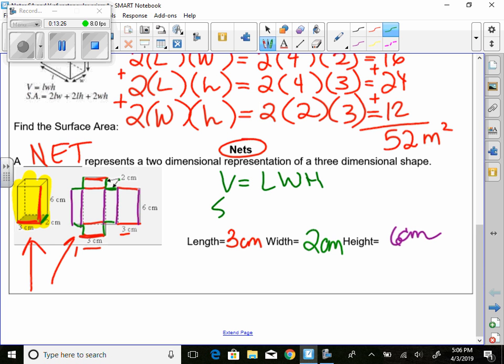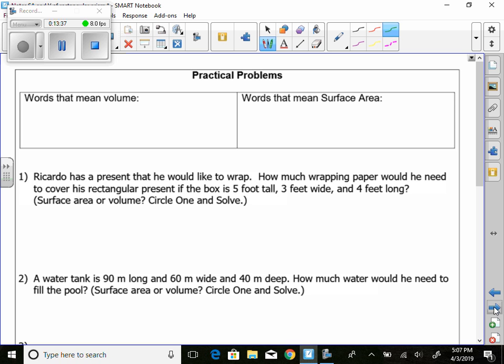And then you can use these numbers now to find your surface area if you have to. Okay. The next part we're going to talk about are word problems. And with word problems, it might not always be very clear what they want you to find.